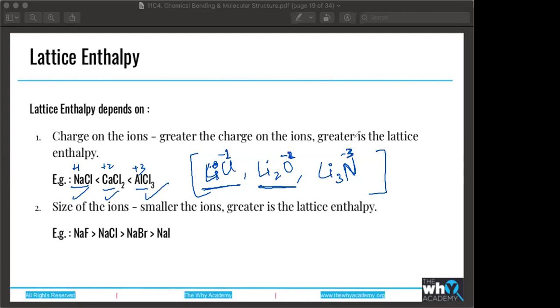You shouldn't. The only difference is that positive indicates electrons have been lost, negative indicates electrons have been gained. But 3 units of negative charge versus 1 unit of negative charge, you think of the higher magnitude of it. Okay, then Li3N. Cool. Good.